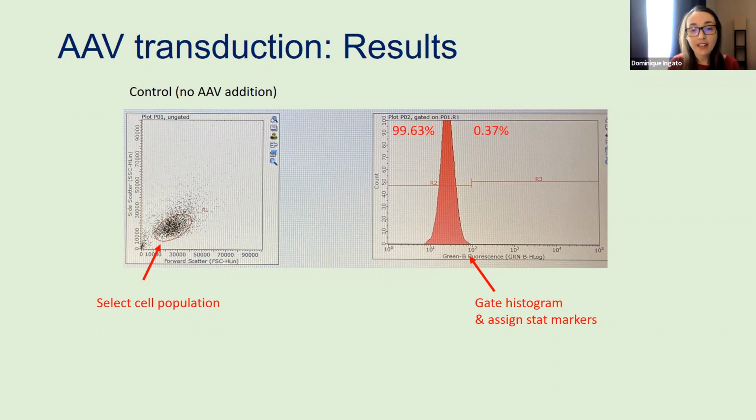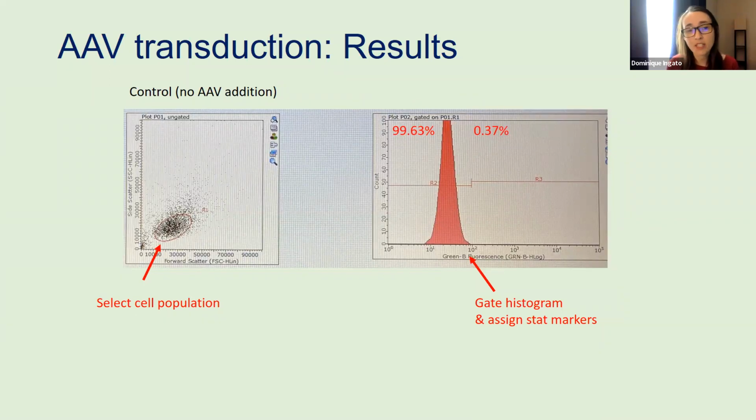And I can then add some stat markers, which are the red lines. And those red lines will allow me to determine the percentage of events that are falling within them. So you can see here that the line that goes on the left portion of that graph contains almost 100% of the events. So pretty much 100% of my events were characterized as not being fluorescent, whereas a very small percent, pretty much negligible, was characterized as having a higher amount of fluorescence, which we're going to say is what we count as having been transduced.